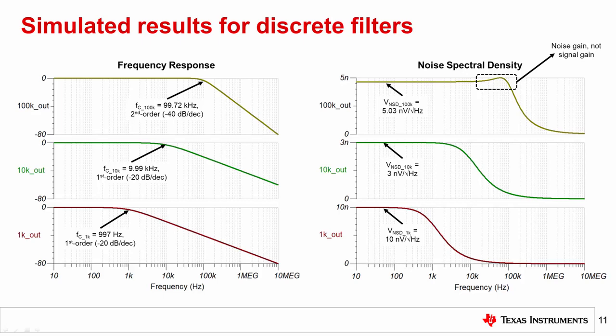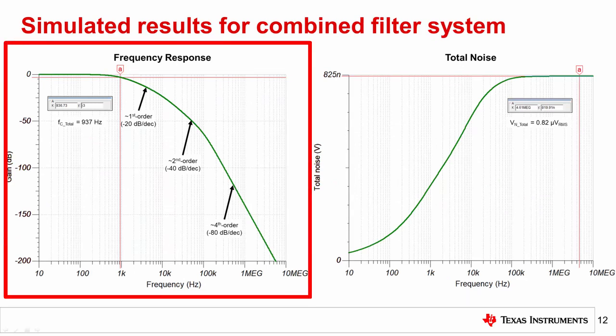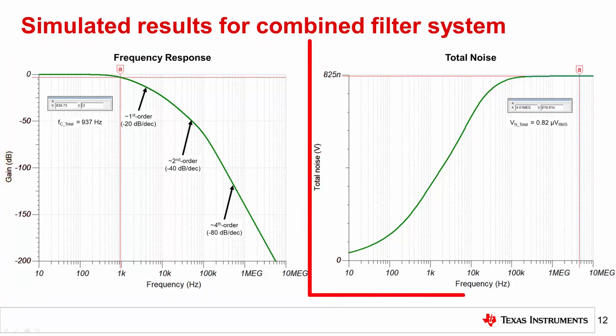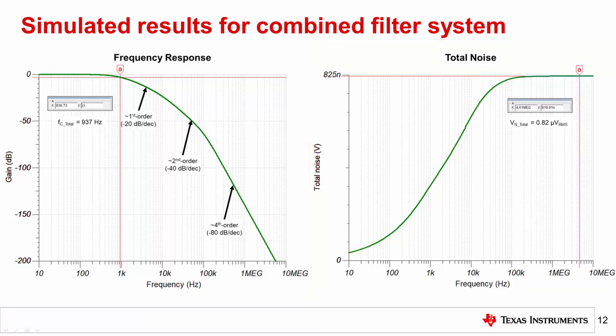Now that we have confirmed that the simulated filter parameters match the theoretical example, let's look at the performance of the combined system and compare it to the calculated results. Here are the key plots for the simulation of the combined filter system. The frequency response plot on the left shows a system cutoff of 937 Hz, while the voltage noise plot on the right shows 0.82 microvolts of RMS voltage noise.